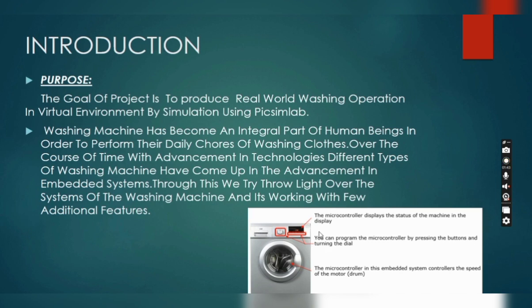So from the photo, we can see that the microcontroller here displays the status of the machine, and there is another microcontroller which is used for the buttons and turning the dials, and there is another microcontroller in this embedded system for the speed of the motor controller.